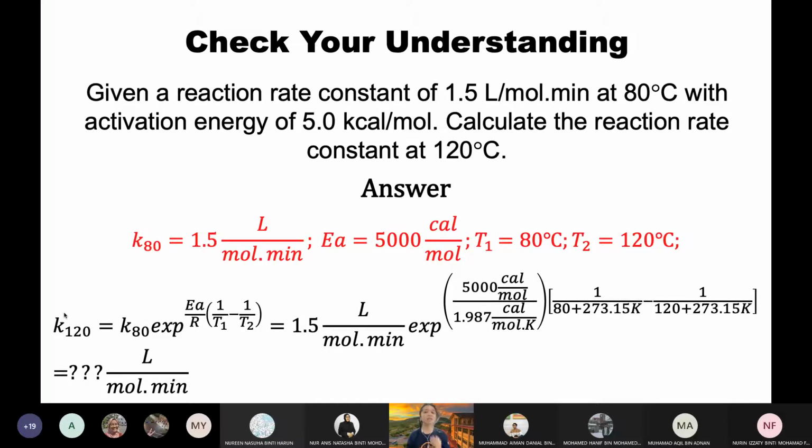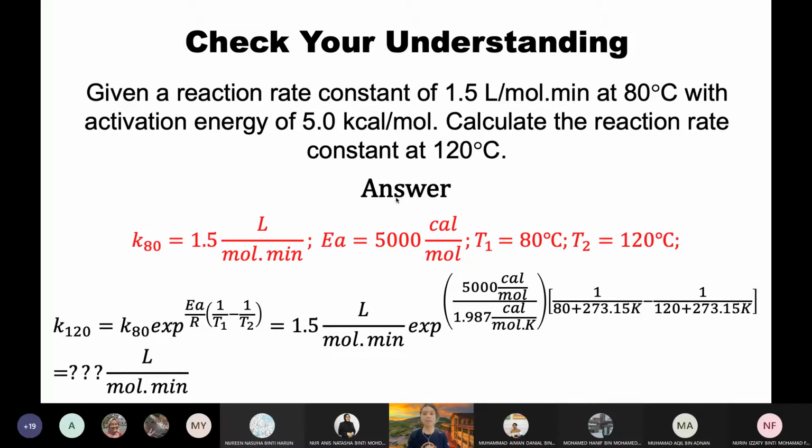So meaning katakan kalau kamu kira K at 120, kamu dapat lebih kecil daripada 1.5. Katakan kamu dapat 1. So kamu dah tahu mesti jawapan kamu tu salah, sebab nilai K mesti meningkat dengan suhu. One thing. Second, kadang-kadang dalam pengiraan tak semestinya kamu disuruh cari K. Mungkin dia beri nilai K, kamu kena cari EA.